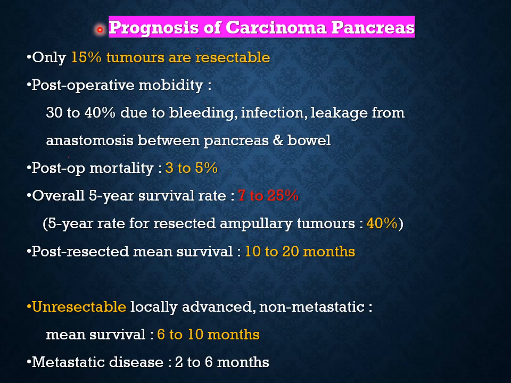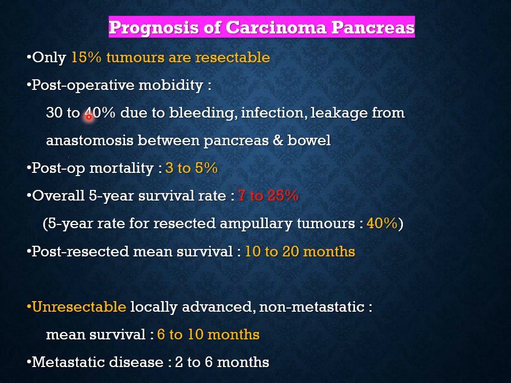Now we come to the prognosis of carcinoma of the pancreas. Okay, so I said 85% of the tumors are not resectable. Only 15% are resectable at the time of presentation. And let's say we take these patients with resectable tumors, you subject them to a PPPD or a Whipple's operation. The post-op mortality, operative mortality, is around 30 to 40%.